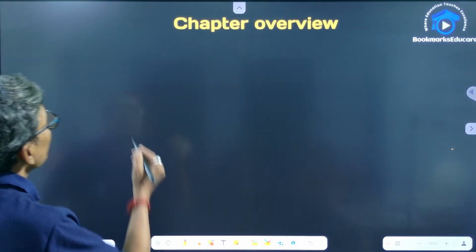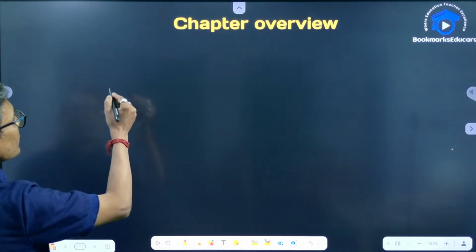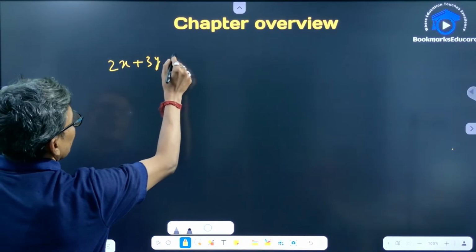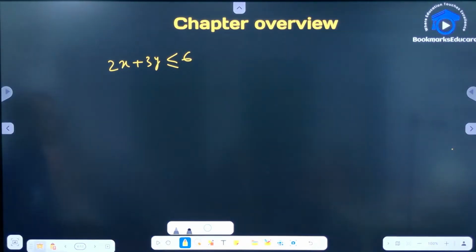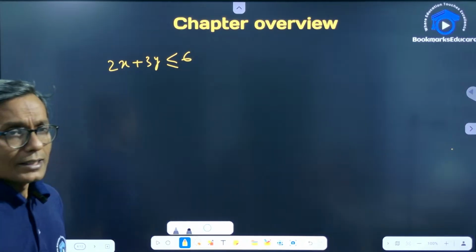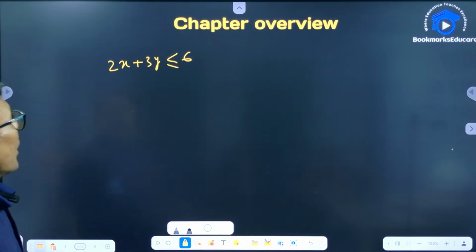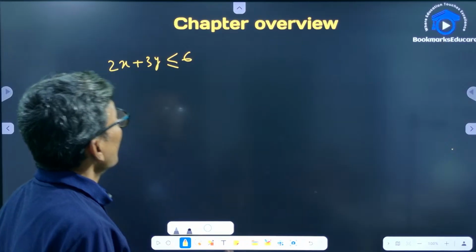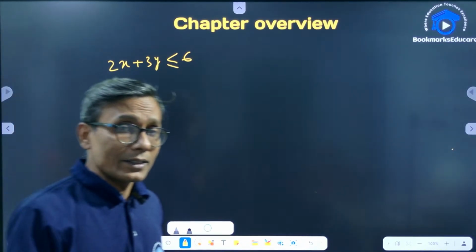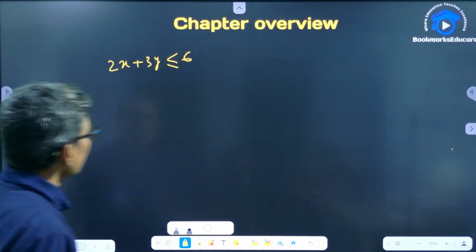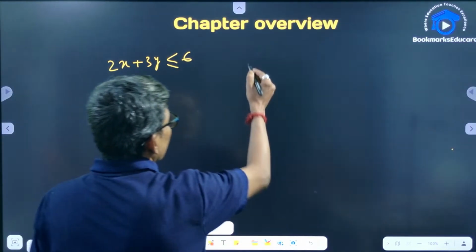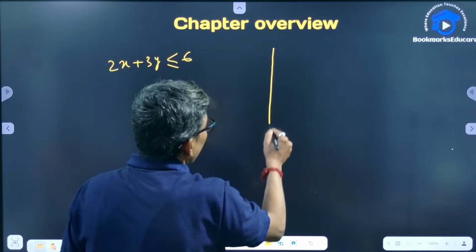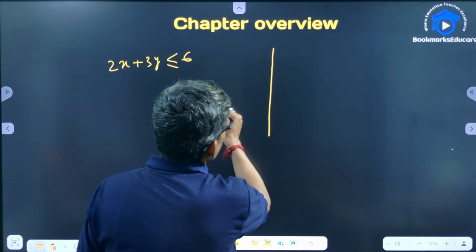So suppose 2x plus 3y less than or equal to 6. This is an inequation. So we are asked to graphically draw it on the graph paper and find its solution set. So how can it be drawn? We don't have graph paper here, so I'm trying to make you understand roughly, okay.